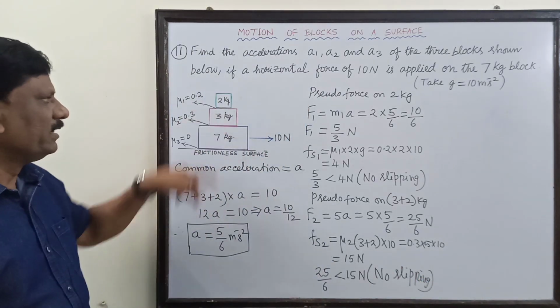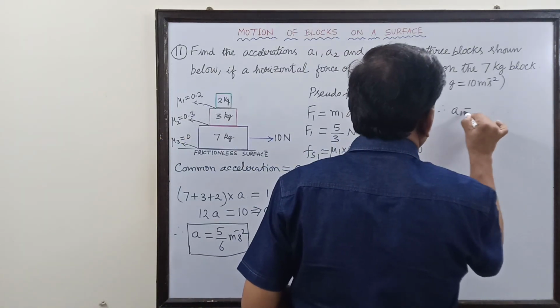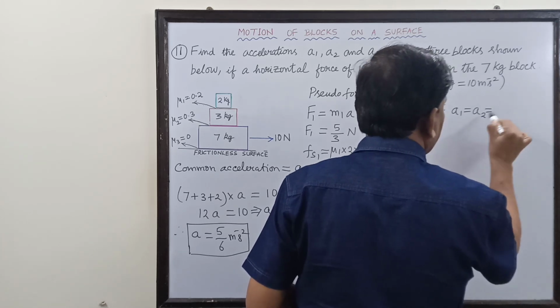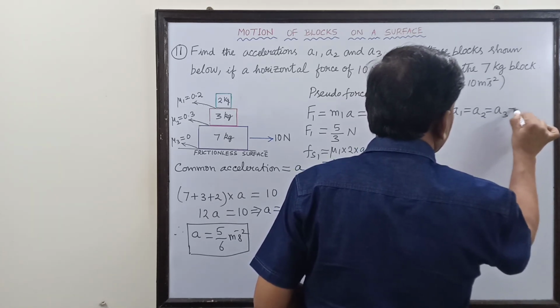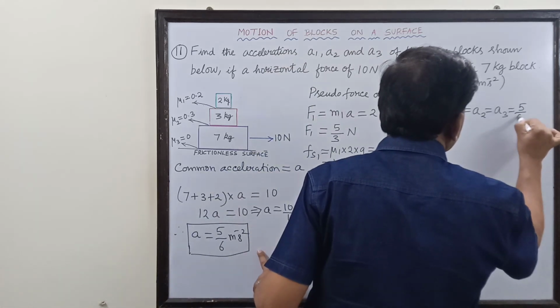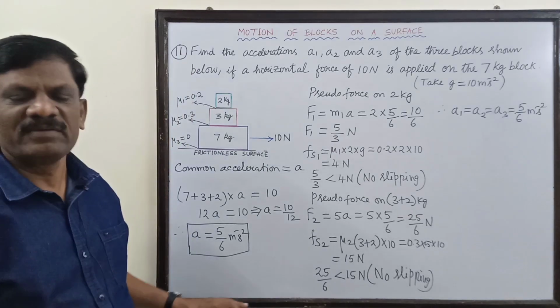So all the three blocks must move with the common acceleration. Therefore, the acceleration of the 2 kg block is equal to that of the 3 kg block and the 7 kg block, and that is equal to 5 by 6 meter per second square. Okay, I hope you must have understood well. Fine.